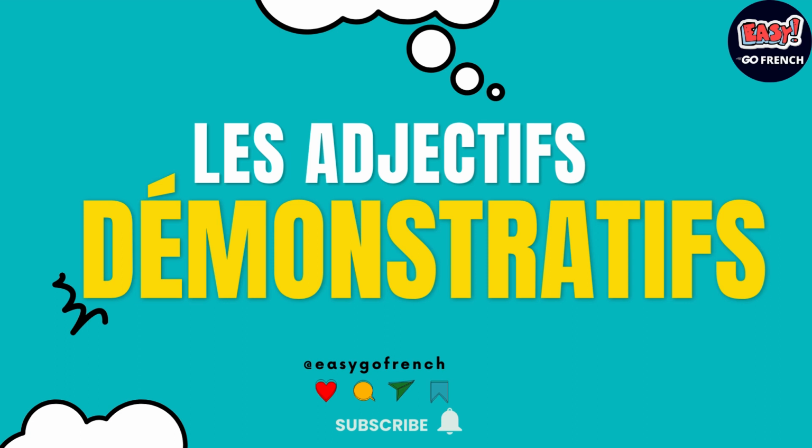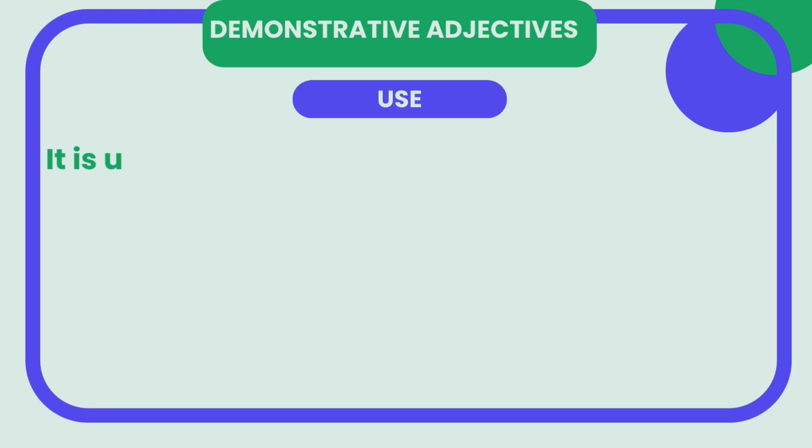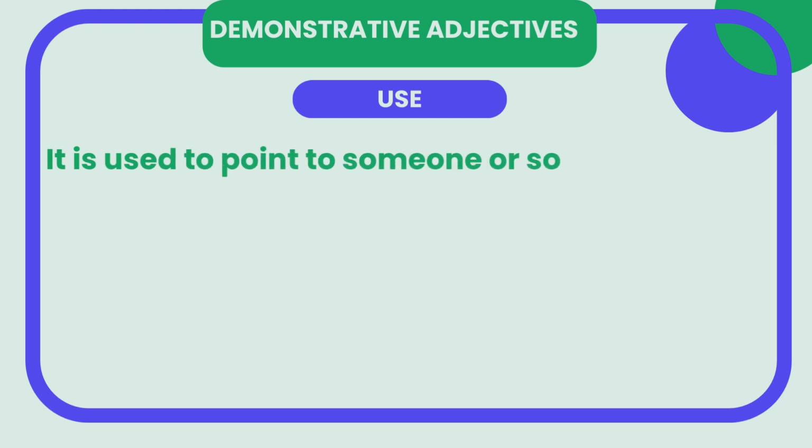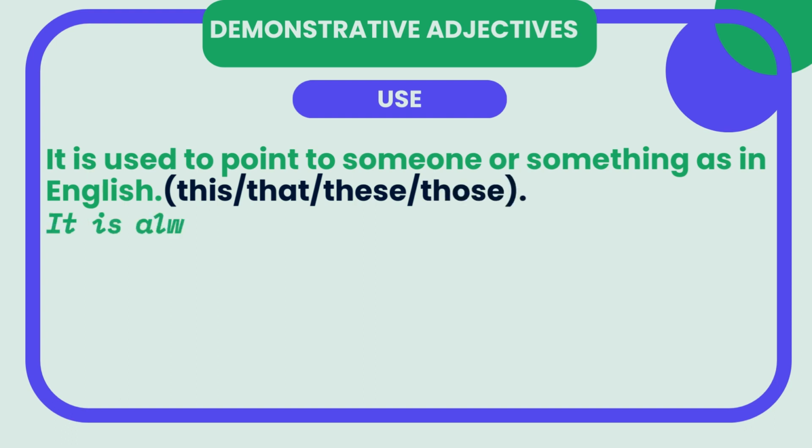Now, the first question is, where do we use these demonstrative adjectives in French? It is the same as in English. It is used to point out someone or something. For example, this or that, or for plural, these or those. It is always placed before the noun.